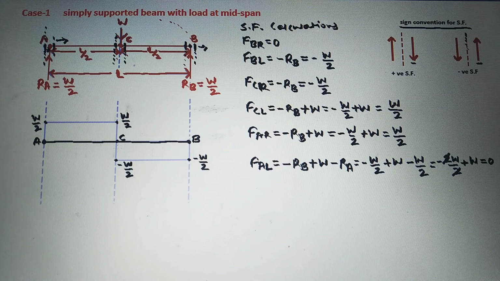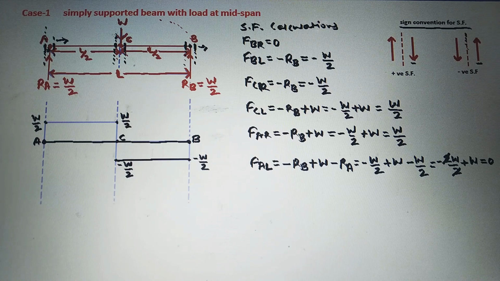Now we will join these points here. So first we will join shear force left of B and right of C. So left of B minus of W by 2, right of C minus of W by 2. There is no loading between B and C, so the shear force diagram will be a horizontal straight line.